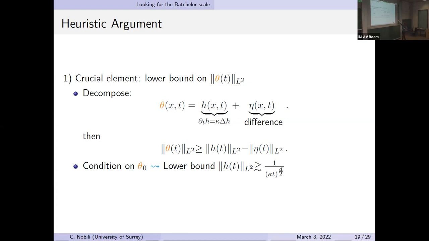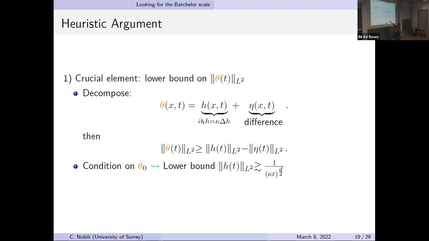Clearly, if you have this decomposition, you can easily get a lower bound when you subtract the L2 norm of eta from the L2 norm of H, of the heat equation. It's as simple as that. So this was the main, the ideal number 0.